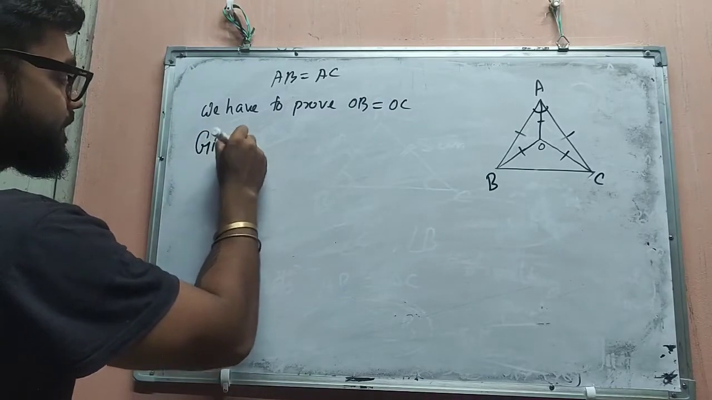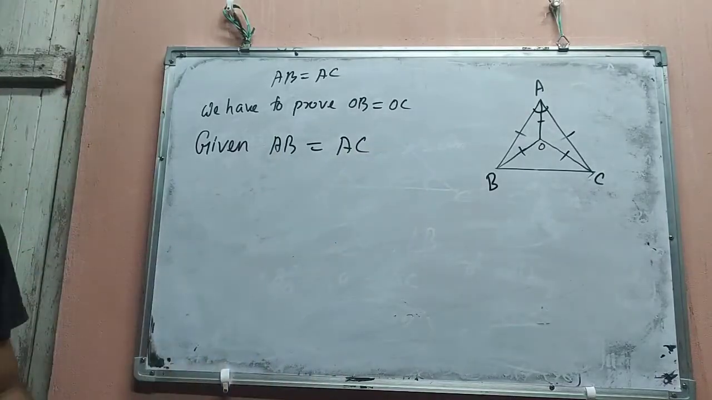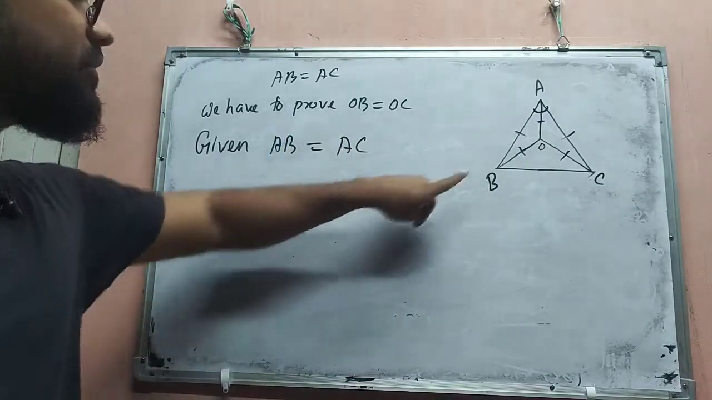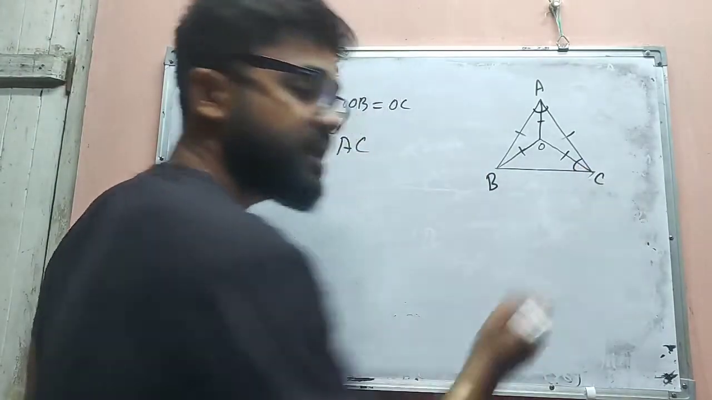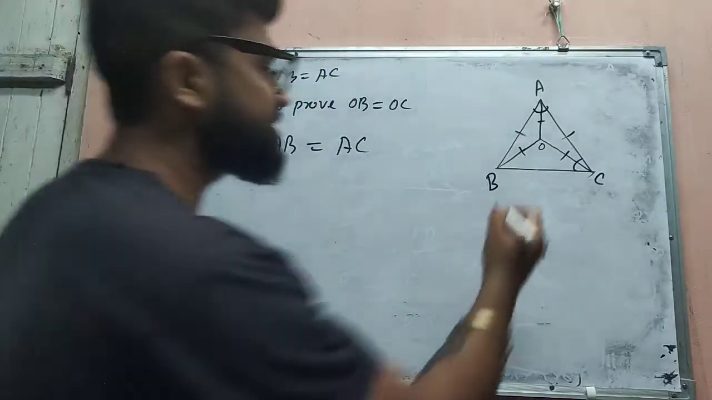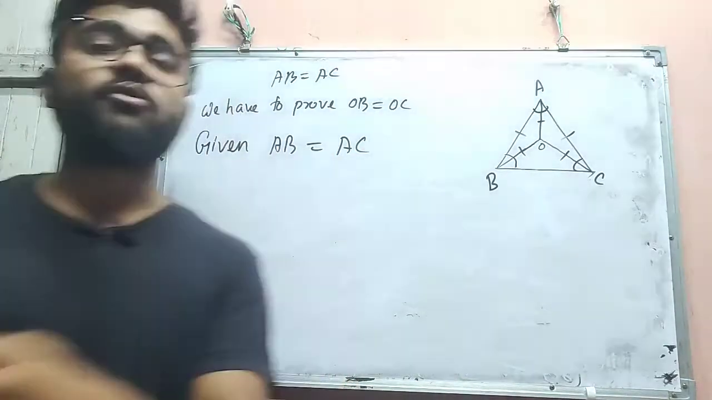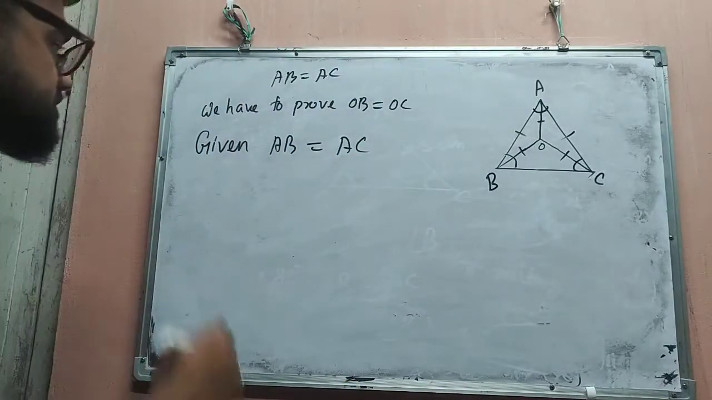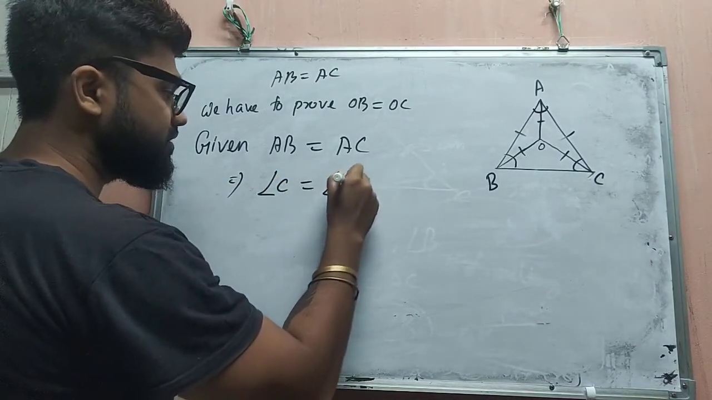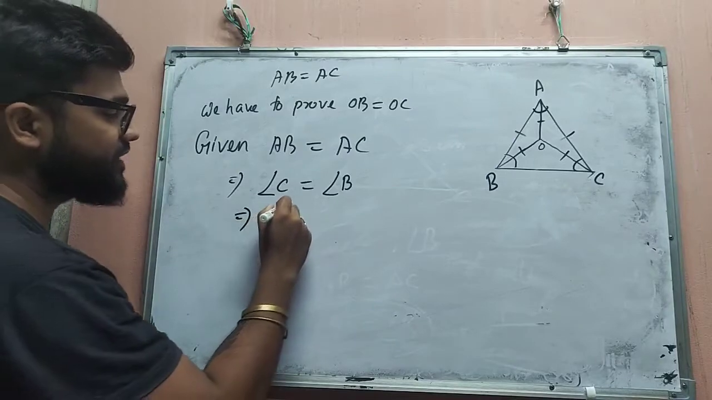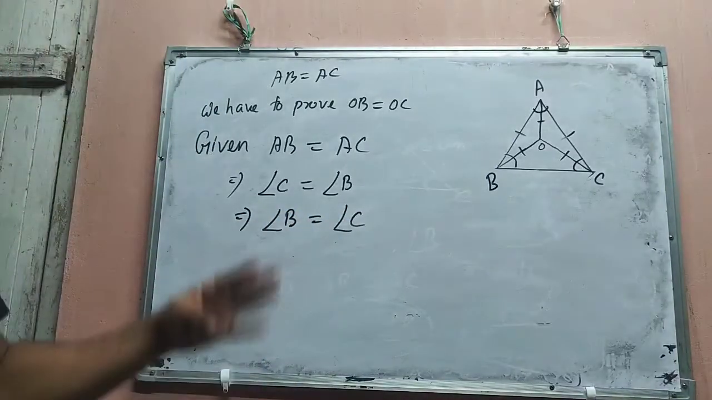Given AB equals AC. These two sides are given equal. What is the opposite angle of side AB? This is angle C. And what is the opposite angle of side AC? This is angle B. By the theorem, these two angles become equal because they are opposite to two equal sides. So you can write angle C equals angle B, or for our calculation advantage we write angle B equals angle C.